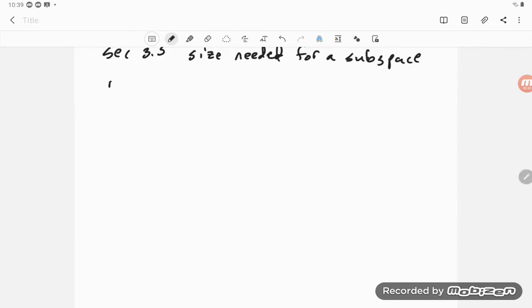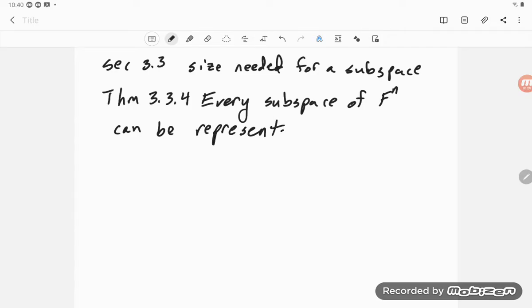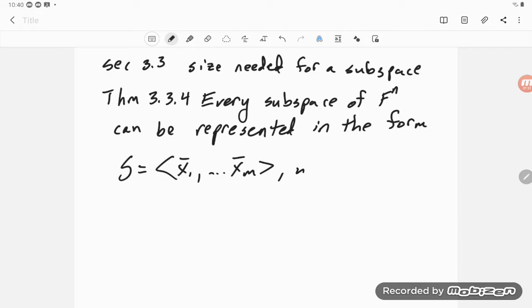And they start with theorem 3.3.4, and it says every subspace of Fn, okay, Rn, can be, doesn't have to be, but can be represented in the form of the subspace S generated by x1 to xm, okay, those vectors, where m is less than or equal to n.